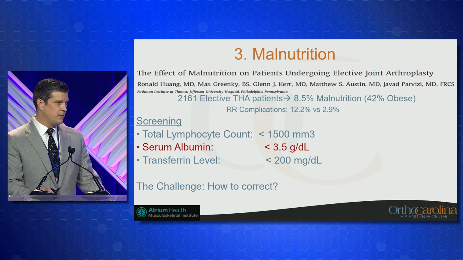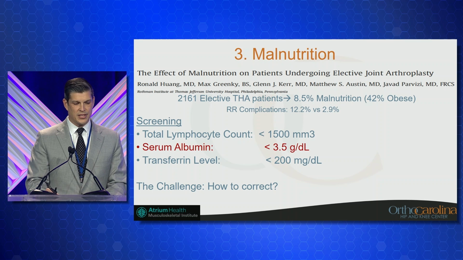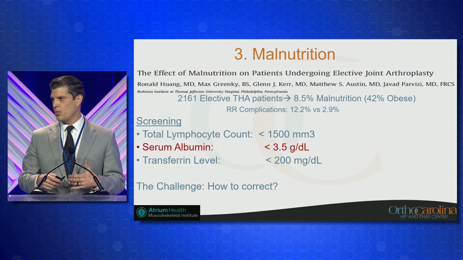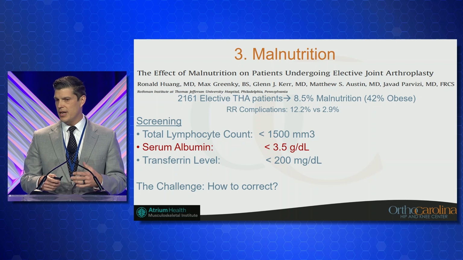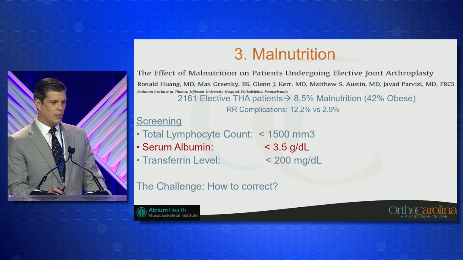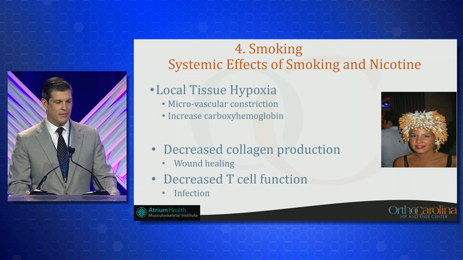Malnutrition, how do you screen for it? Generally, serum albumin less than 3.5. The challenge is if they are deficient, what's the best way to replete their nutrition? There's a lot of different options out there. There's not necessarily great data on what is the best and easiest way to do that for our patients.